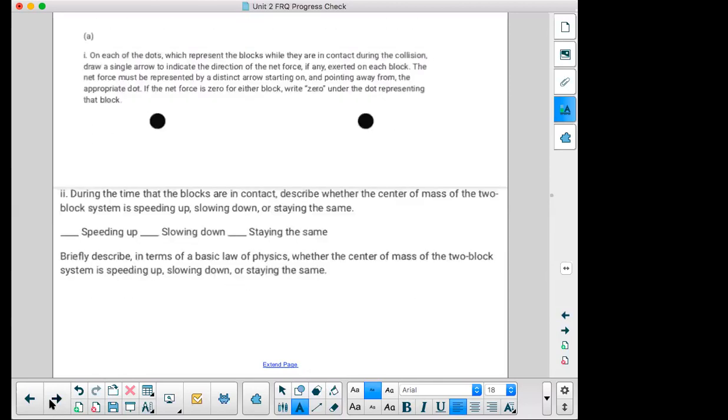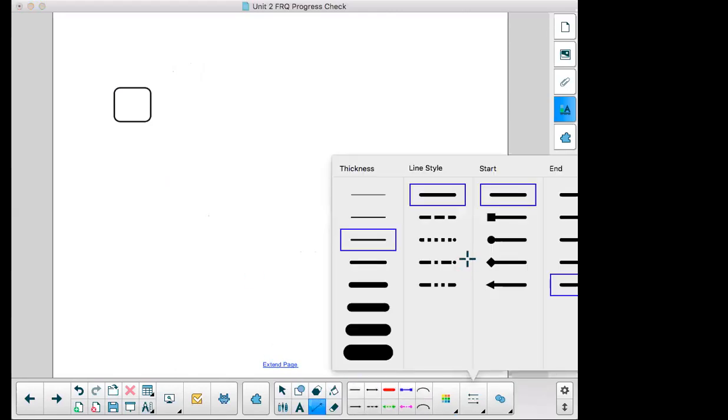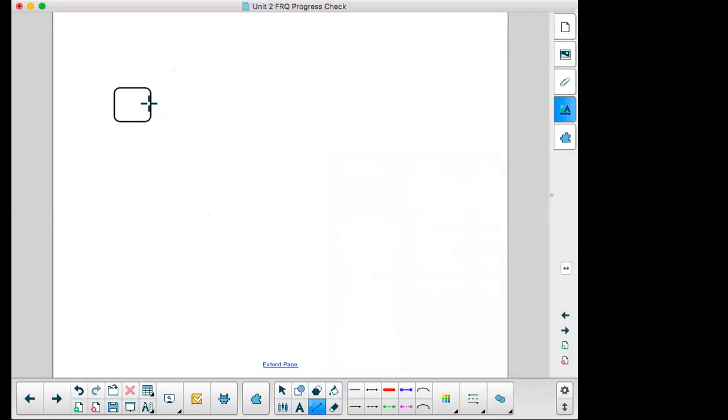I'm going to go to a blank page here and quickly do this. I've got this block, I've got a string, it goes over a pulley, I'm just going to draw it down. It goes over a pulley, goes down to a lesser block, and I've got a little pulley, oops.